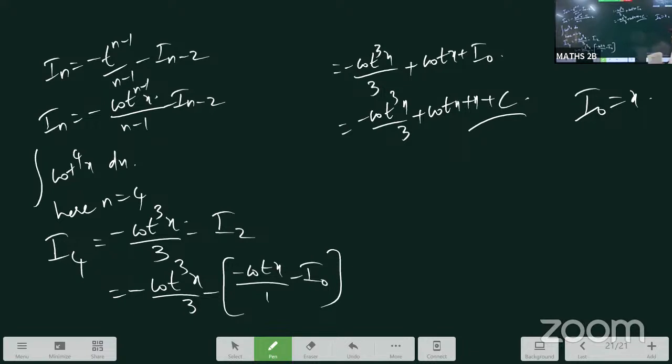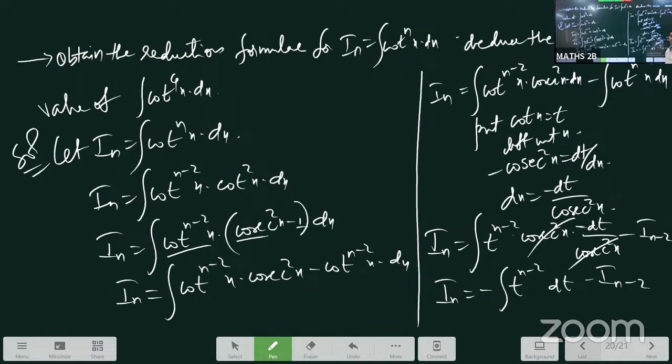Is it clear? Yeah. Once you can have a look, those who are there live. And so cot power n and tan power n are both the same. So tan power n, you write it as tan to the power n minus 2 into tan square. And cot power n, you write it as cot to the power n minus 2 into cot square. Is it clear?